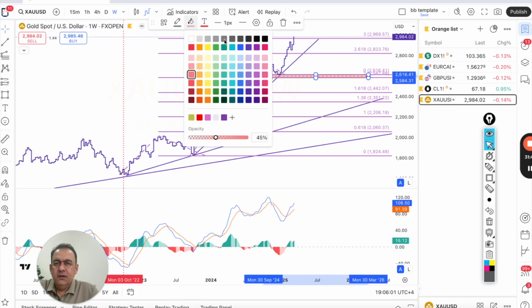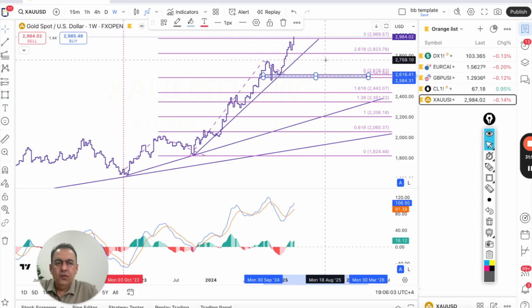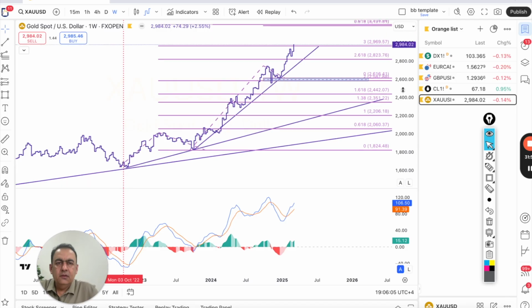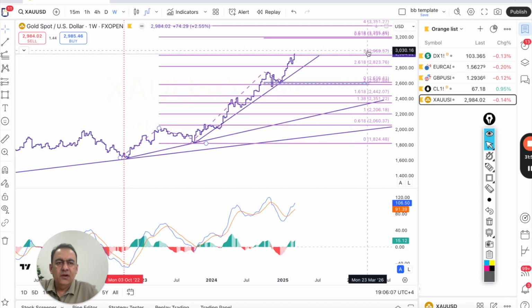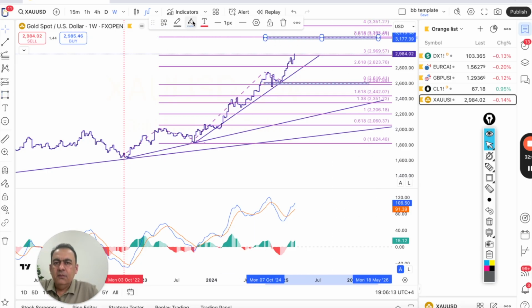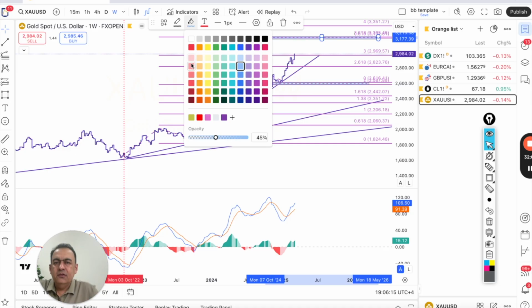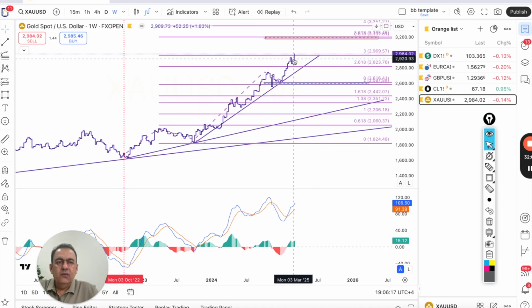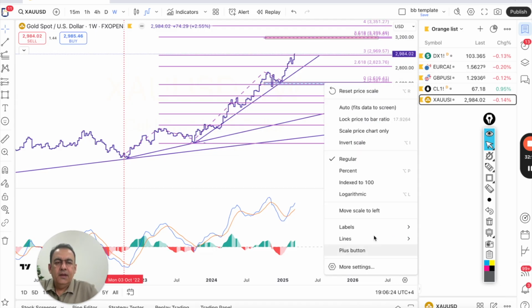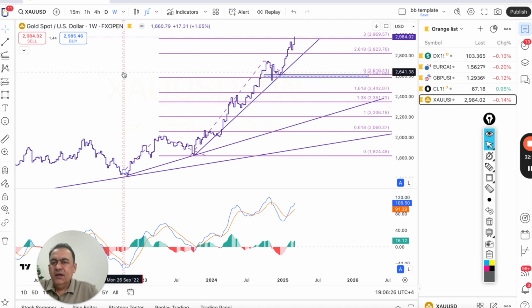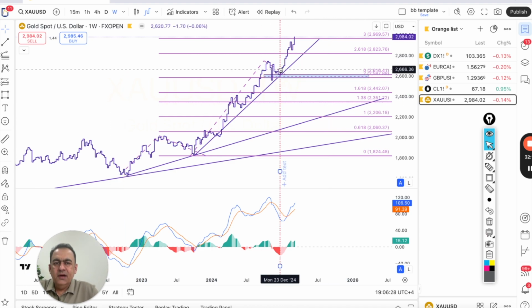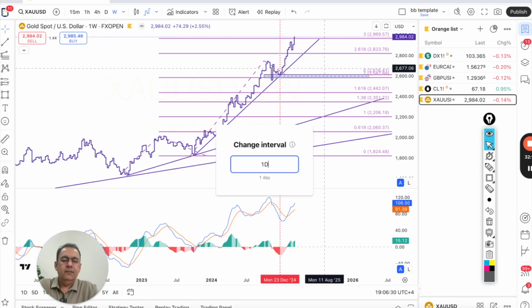So this should be taken as major area of support, 2616. Let's see the next one. The next one is coming around 3191. The duplication is coming here on the basis of weekly Fib extensions. Right now we are slightly higher than 2969. So our weekly close is above 2969. We can move the vertical line to the latest point C and jump to daily time frame.